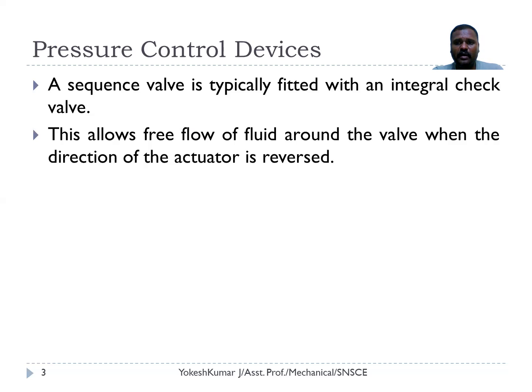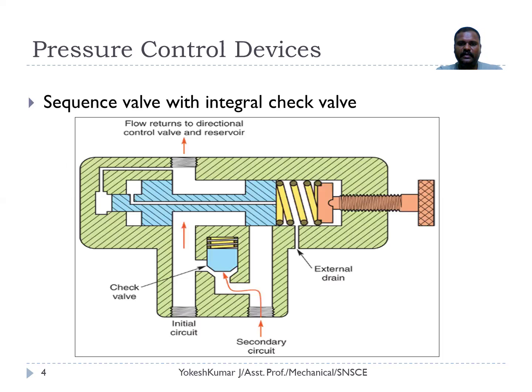One thing we have to remember is that this valve is always fitted with a check valve. The check valve is an integral part of the pressure sequence valve. This check valve allows free flow of the fluid around the valve when the direction of the actuator is reversed. If the check valve is not incorporated in this sequence valve, then the reverse flow cannot be possible. The details will be illustrated in the figure.